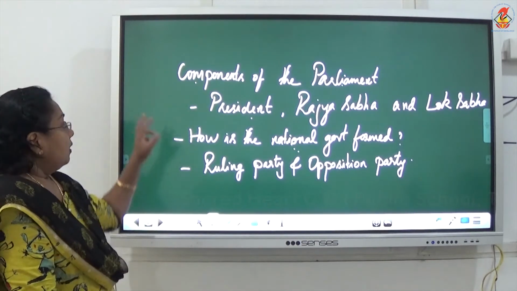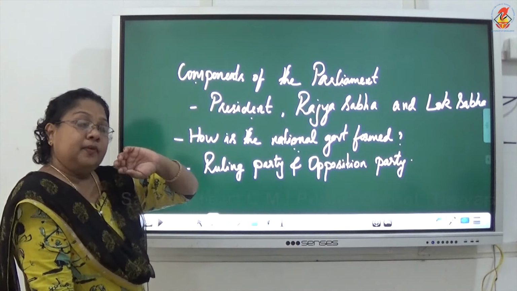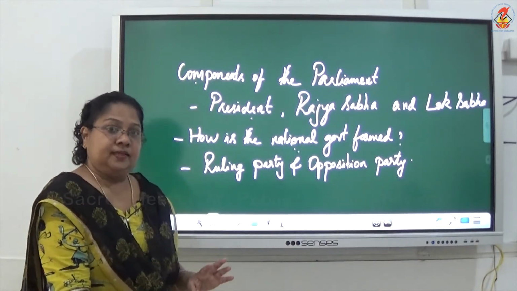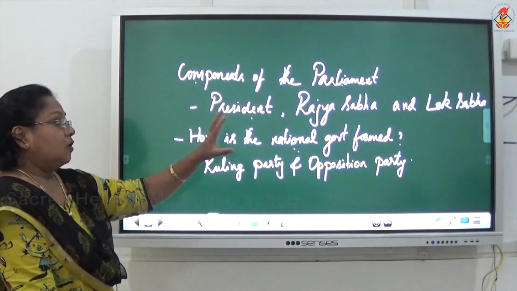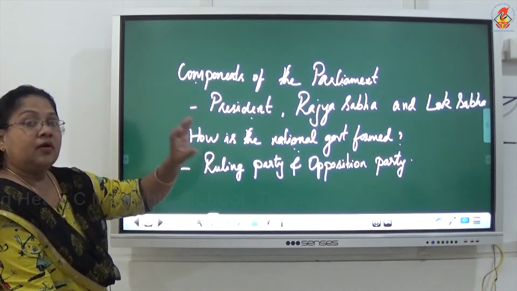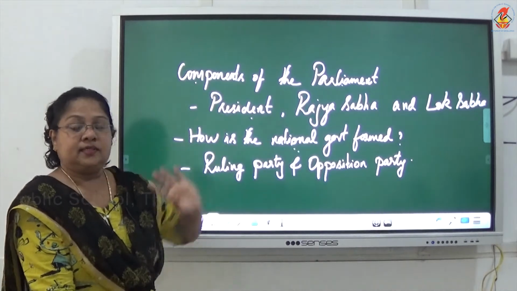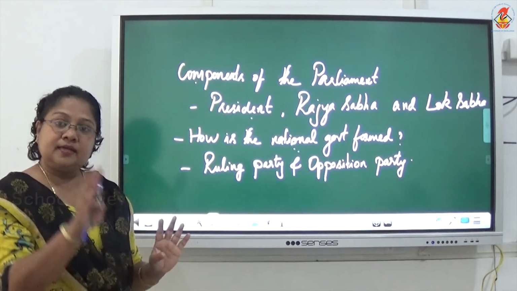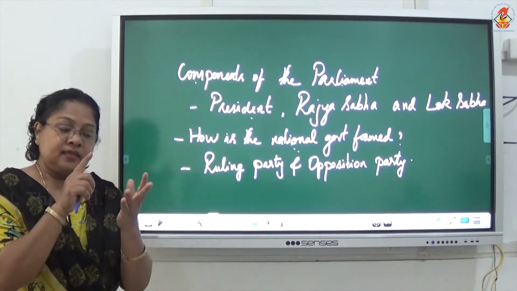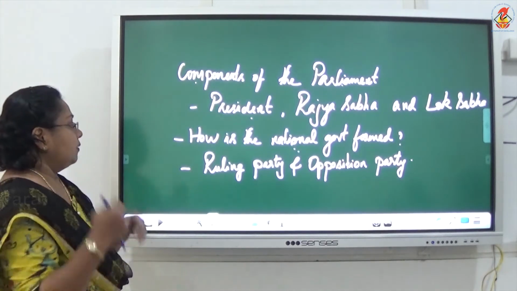Now, the components of the parliament. What are the components of the parliament? The parliament consists of 3 components: the President, Rajya Sabha and Lok Sabha. So, the Parliament of India consists of the President, Rajya Sabha and Lok Sabha.